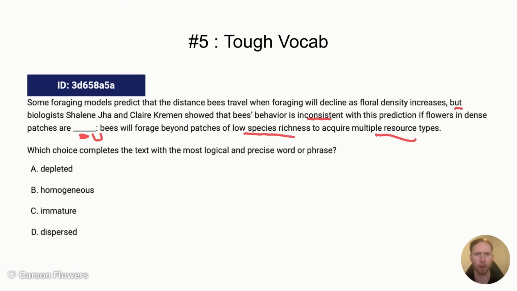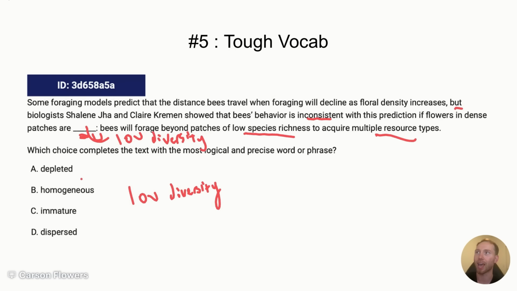So I'm just summarizing the passage in my own words to make sure I understand it. This helps me with my prediction because I think what I'm going to put in here is something like low diversity. I just want to say something that's similar to low species richness because it makes sense. If it's all the same flower, they're going to have to go and get other flowers. Makes a ton of sense, and it matches the information that comes after the colon. So I'm going to compare low diversity to the rest of my answer choices and take a look.